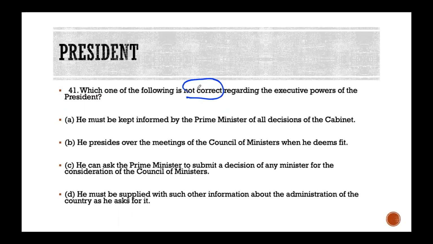Option B. So he does not preside over the meetings of the council of ministers. So who presides over this? The Prime Minister. Always? Yes. Okay, fine. Okay, so that is your president's chapter.